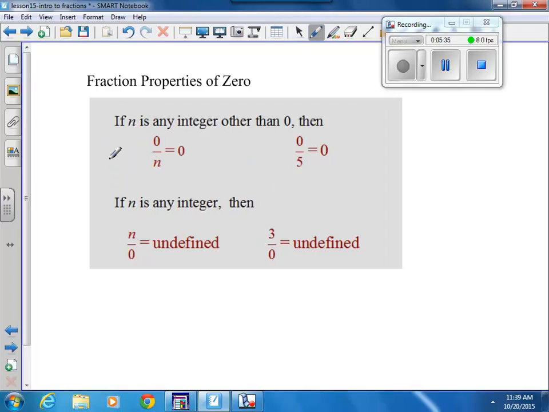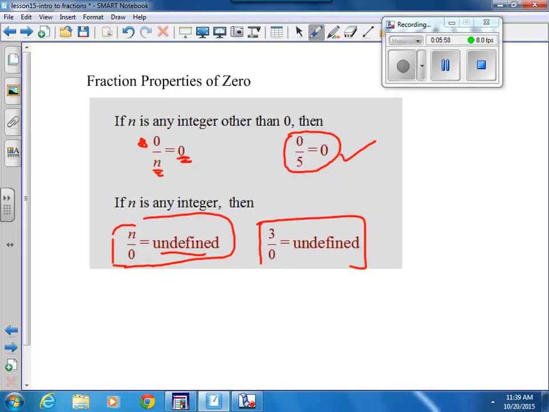And fraction properties of 0. 0 on top, so 0 divided by something is 0. I like to think about it: if I have no money and I divide it among my 3 friends, they each get nothing. 0 divided by 5 is 0. But the other way around is undefined. Something divided by 0, that's impossible. So 3 divided by 0 is undefined.